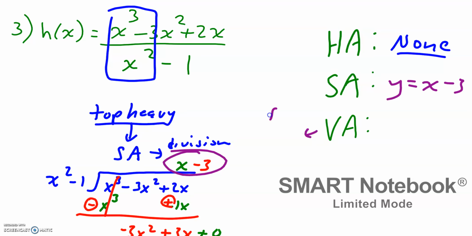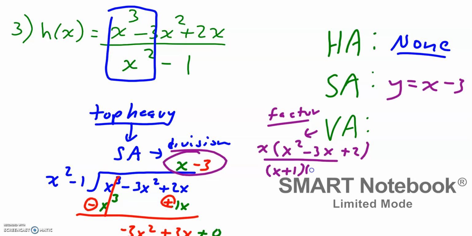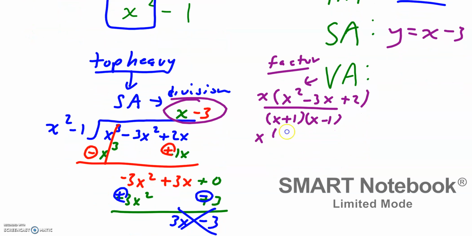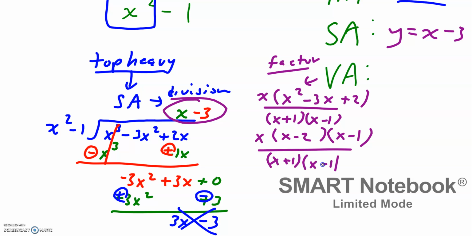So if you would like to find your answers to the vertical, you need to factor the original function. So in the numerator, we would take an x out, and then you'd be left with x squared minus 3x plus 2. And on your denominator, you could factor that to be x plus 1, x minus 1. If I kept factoring the top, because we have the highest power of x squared, that'd be x minus 2, x minus 1 over x plus 1, x minus 1.